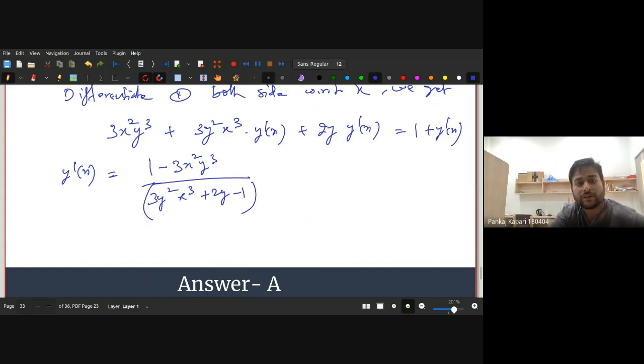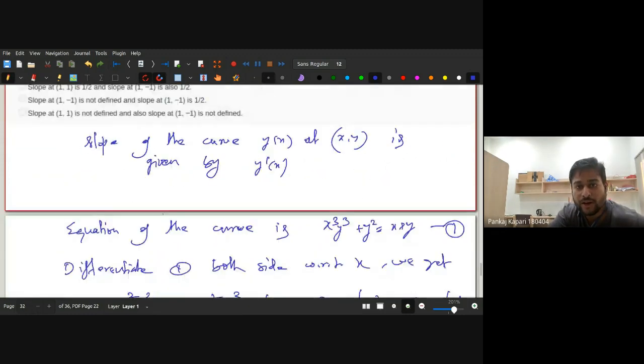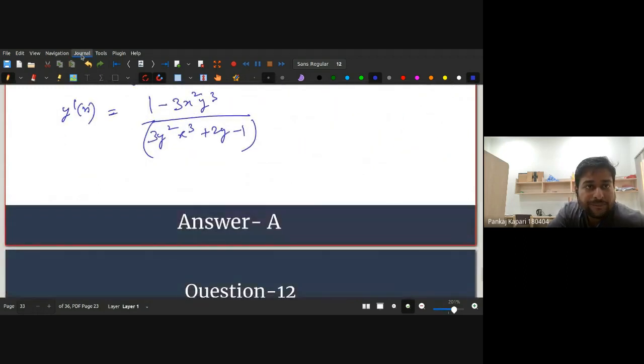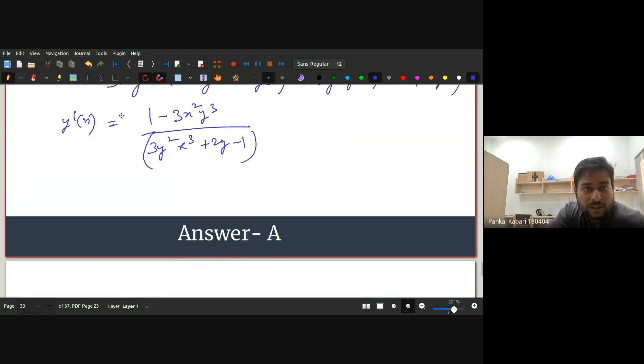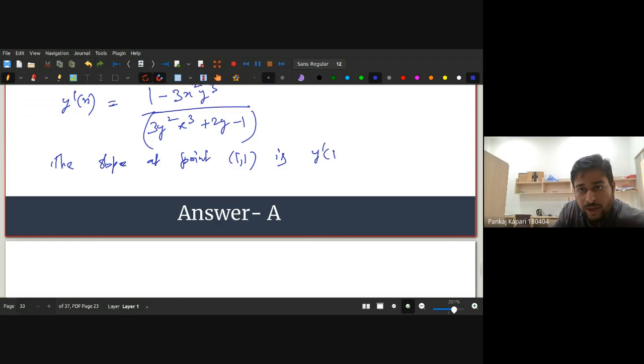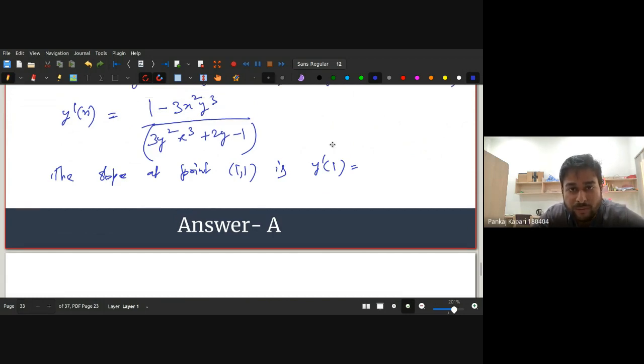Okay, so this is the derivative of y, and now because we have to find the slope at 1 comma 1 and 1 comma minus 1, let's find out this slope. The slope is given by y prime x. So the slope at point 1 comma 1 is given by y prime of 1, right? So at x equal to 1, you have to find this slope. So that is y prime 1.